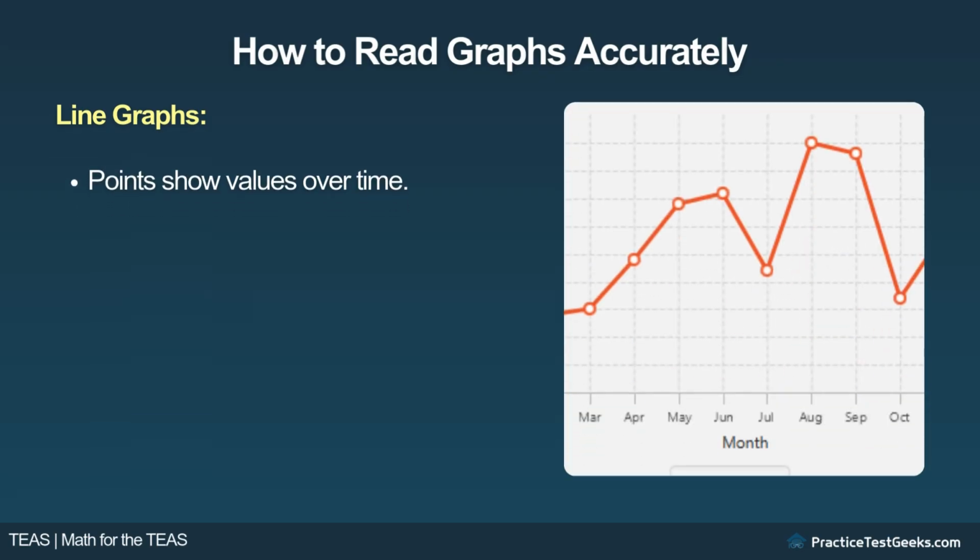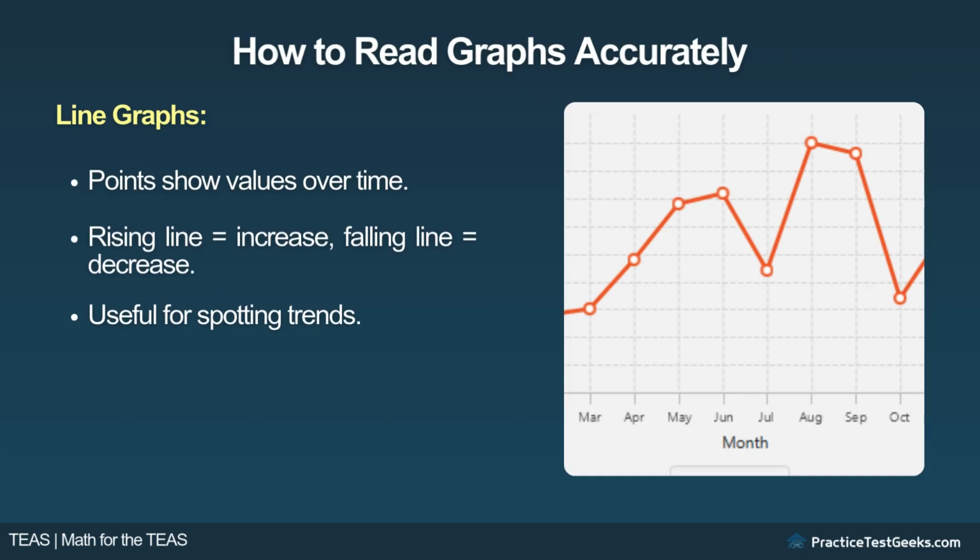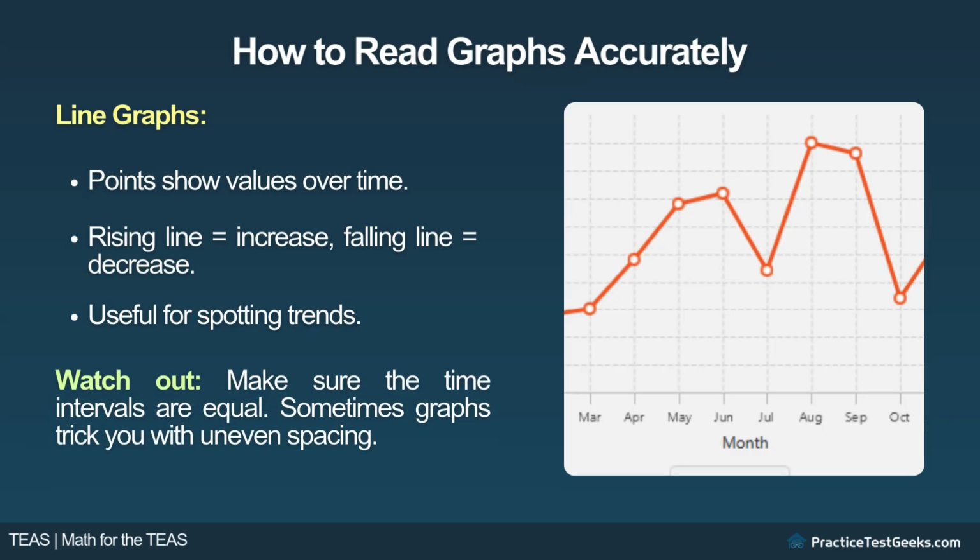Next up, line graphs. These use points connected by lines to show how values change over time. If the line goes up, that means the value increased. If it goes down, it decreased. But here's the trick. Always check that the time intervals are spaced evenly. Sometimes, graphs can be misleading if the time steps aren't consistent.